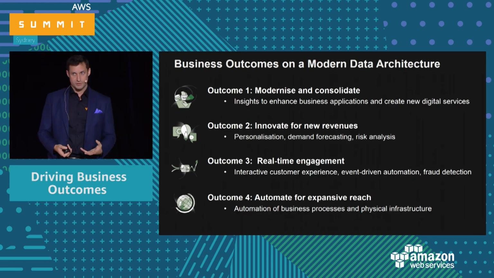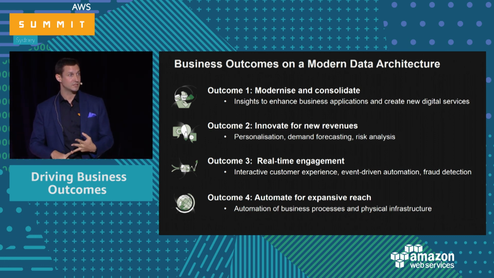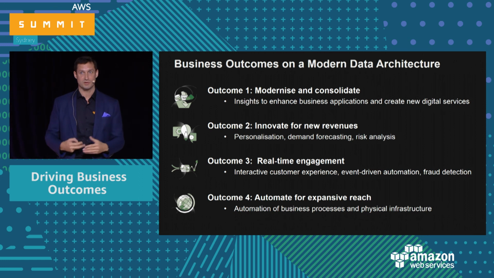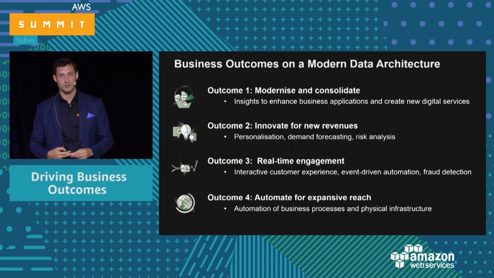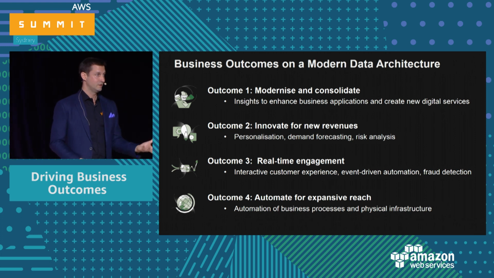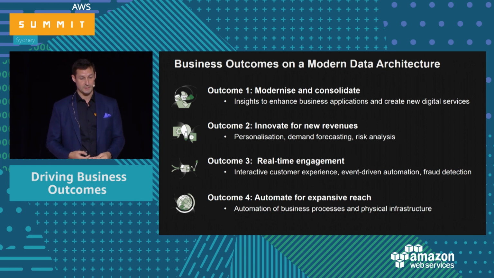So the 4 outcomes, we talked through 3 of them. We talked about modernization projects. We talked about innovating for new revenues. Looked at real-time architectures, so real-time engagement. And the 4th that I haven't gone into, but it will be covered in some other sessions, is how to use automation to scale. So how is it that when Airbnb operates a global infrastructure, they do it with 5 guys? Or when Robinhood builds a multi-million dollar business, they build it with 2 guys. So the automation bits, just look to those in other sessions.